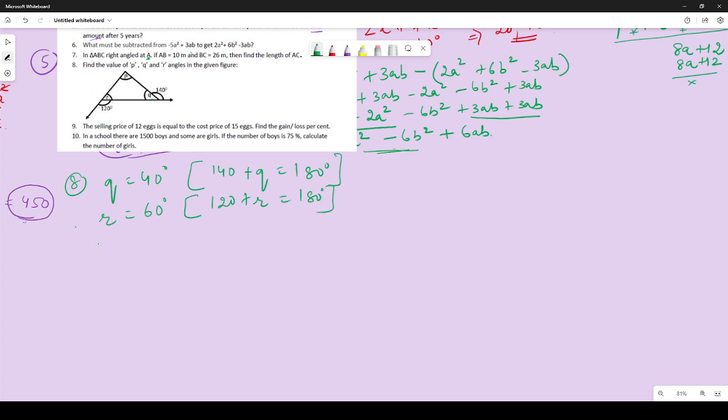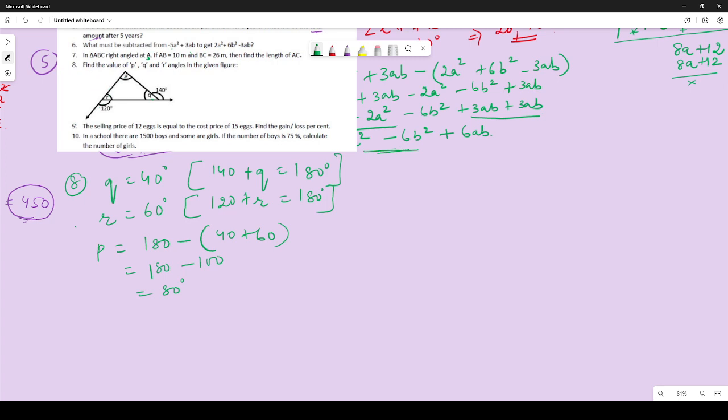Now what about P? This is the third angle of a triangle. So P will be equal to 180 minus 40 plus 60. So two angles you already have. This is 60 degrees, this is 40 degrees. So you find out the measure of P, which is 180 minus 100, that is equal to 80 degrees. So that will be the answer to question number 8.